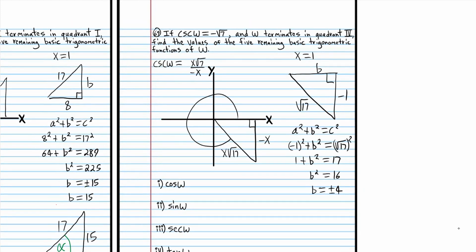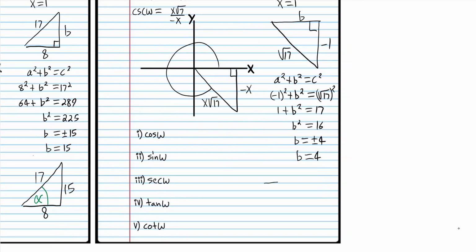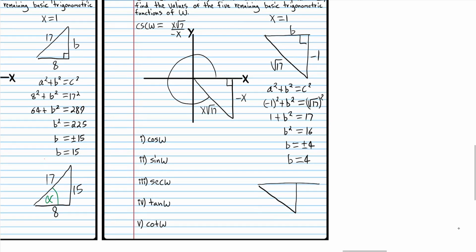Now, is it going to be positive 4 or negative 4? Well, you tell me. Is this side positive or negative? Well, it's to the right of the y-axis, so it's going to be positive. So our triangle is down here, and the angle is here. That angle is omega, and our reference angle is going to be here. This side of the triangle is 4, and this side is root 17, and this side is negative 1.